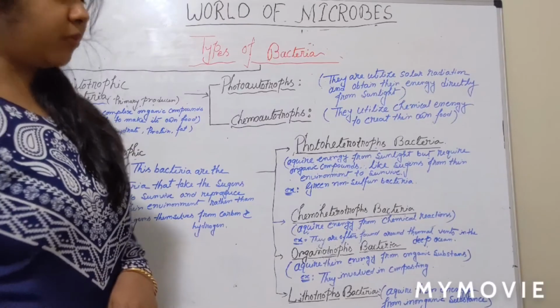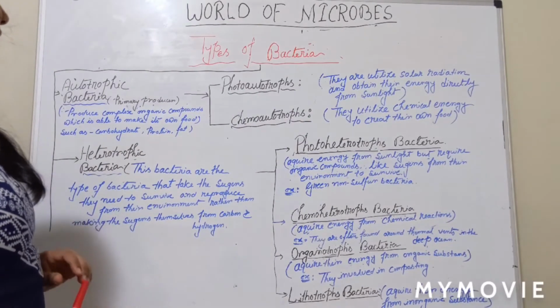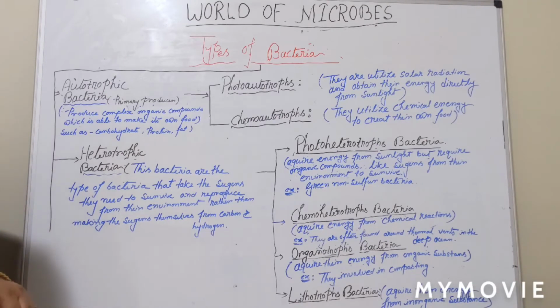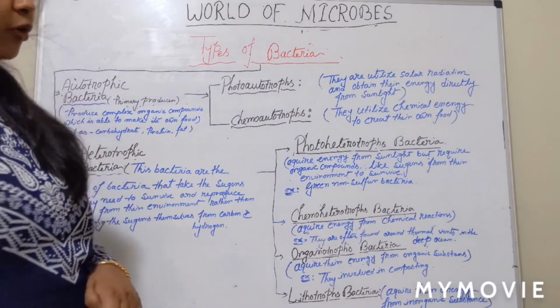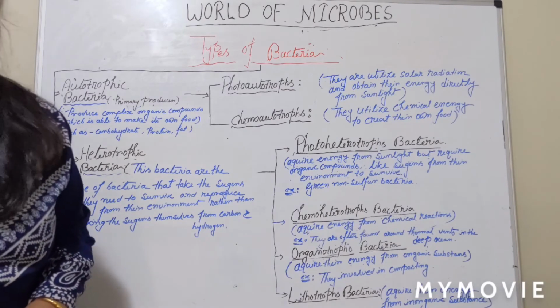Next, I am talking about the types of bacteria. Mainly, there are two types of bacteria: autotrophic bacteria and heterotrophic bacteria. Autotrophic bacteria are primary producers, and they are able to make their own food from complex organic compounds, such as carbohydrates, proteins and fats.